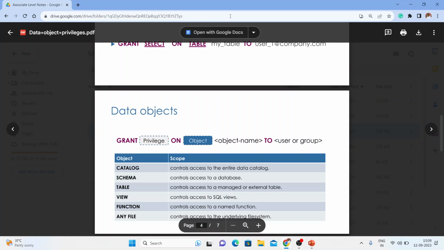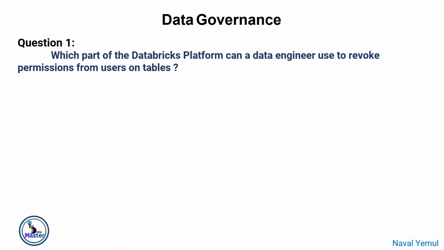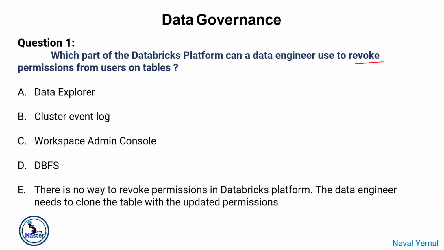Let us go back and look at the questions based on data governance. So let us look at the first question here. Which part of the Databricks platform can a data engineer use to revoke the permission from the users on the tables? Oh, that is very simple. You can grant and you can revoke the permissions by using a data explorer.